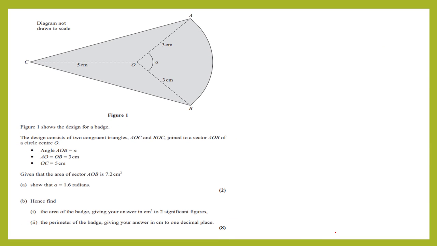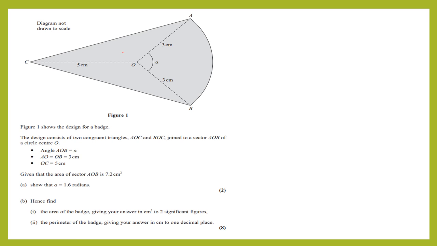If we move to another question, the question says, diagram not drawn to scale. Figure 1 shows the design for a badge. The design consists of two congruent triangles, AOC and BOC. We have the given information, as you see here. This is the measure of alpha in radians, and the length of AO is 3, OB is 3, and OC is 5, and these two triangles, AOC and COB, are congruent.